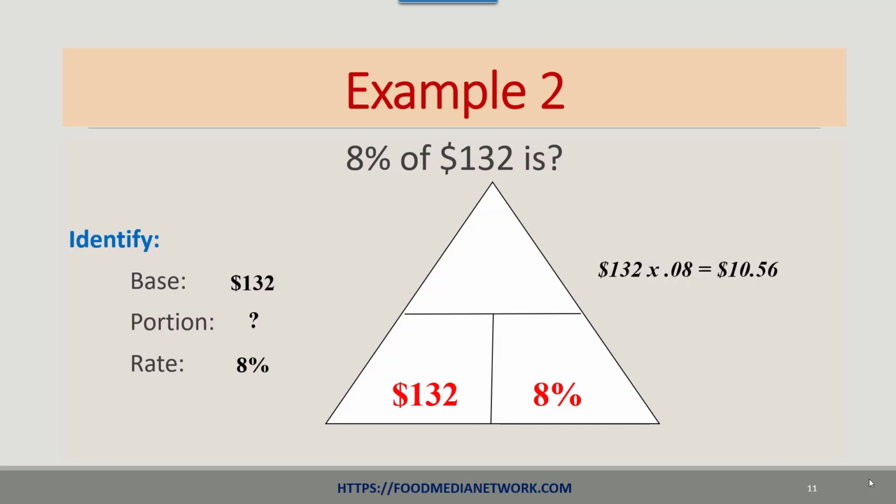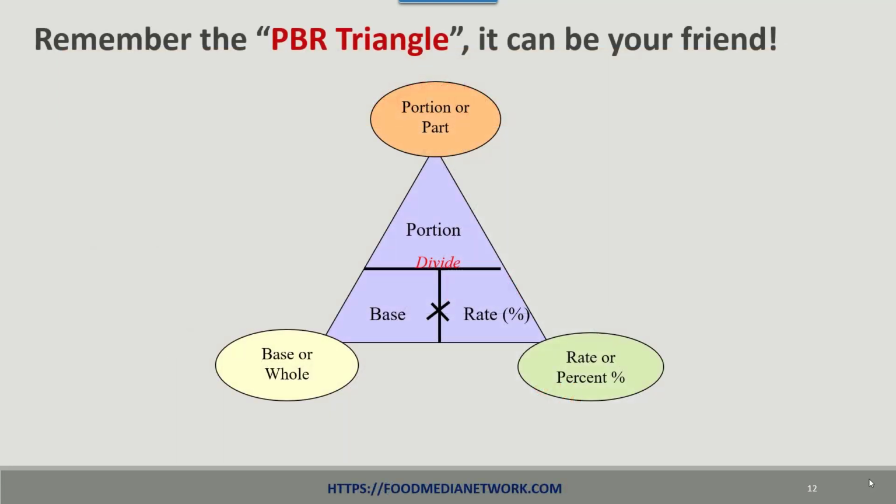So we take 132 multiplied by 0.08, if we convert our percentage to a decimal, and that gives us $10.56, which is 8% of 132. So as you just saw in these examples, the PBR triangle can really be your friend, helping you through any math problem.